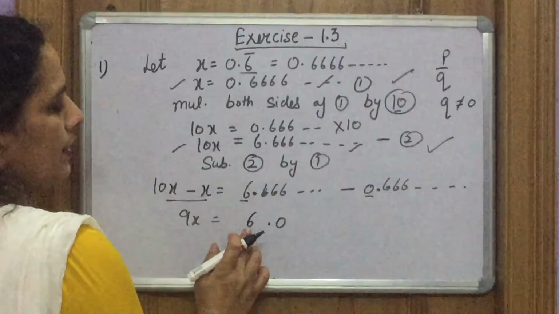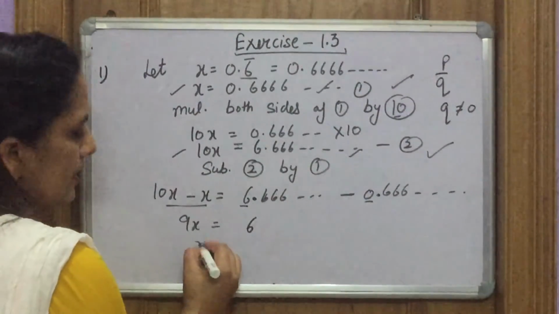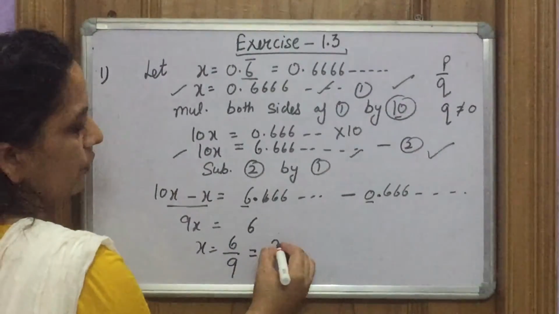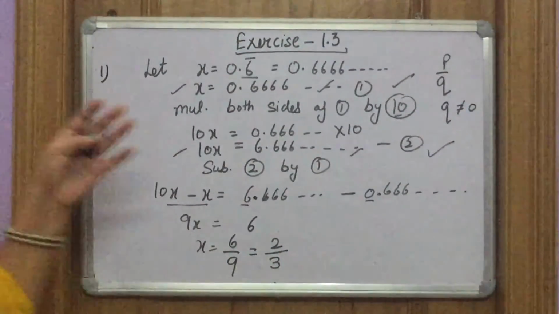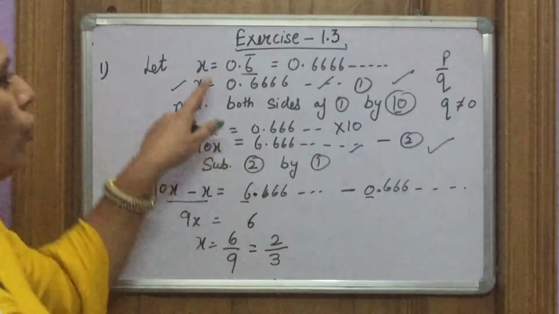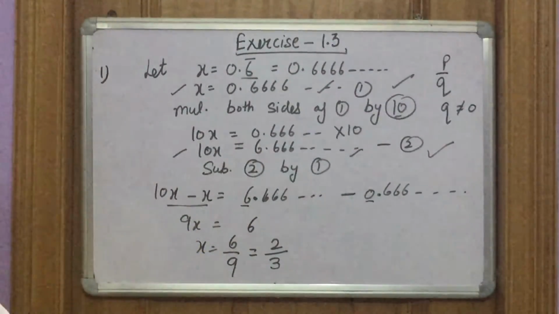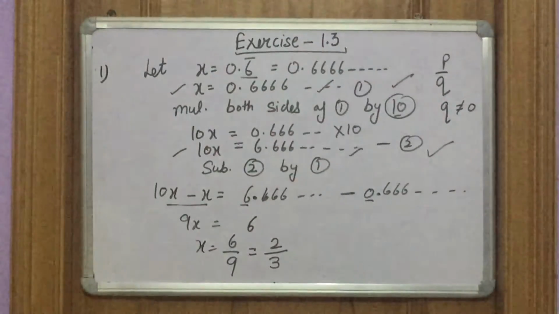So we can write 6.0 as just 6. So x will be equal to 6 by 9 which will be equal to 2 by 3. So the form of P by Q of this number is equal to 2 by 3. So this is our part number first. Now we will do part number second.